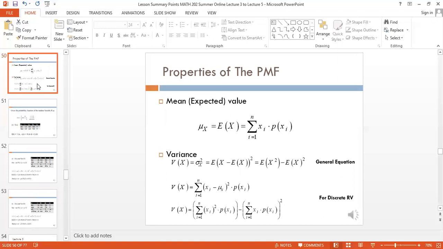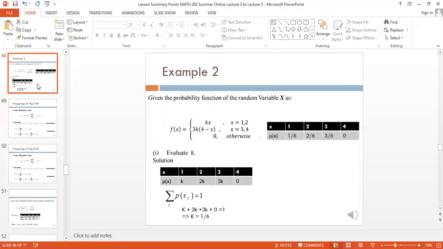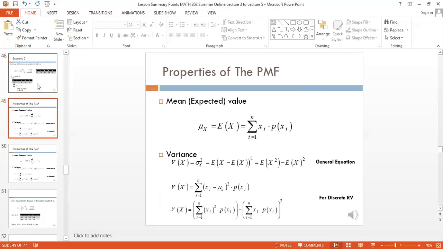specifically a discrete random variable and the properties of the discrete random variable, okay? And then we solved a few examples, okay, with regards to finding some values of k and then writing out the probability mass function given a particular probability function, okay? And we wrapped up on the properties of the PMF, okay? Like for example, the mean, okay, of a discrete random variable.